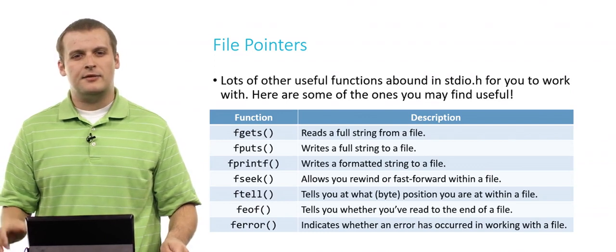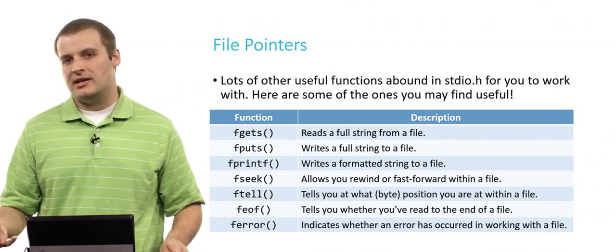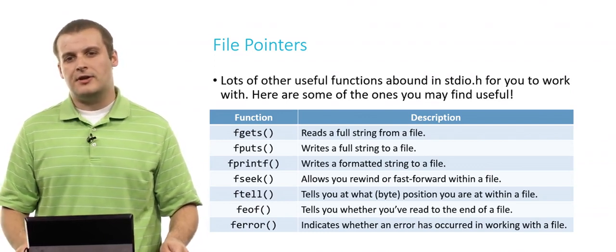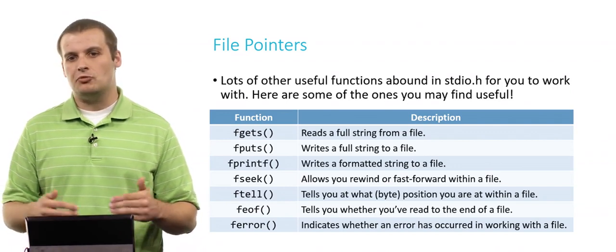feof is a different version of detecting whether you've reached the end of the file. And ferror is a function that you can use to detect whether something has gone wrong working with a file. Again, this is just scratching the surface. There's still plenty more file I/O functions in stdio.h, but this will probably get you started working with file pointers. I'm Doug Lloyd. This is CS50.